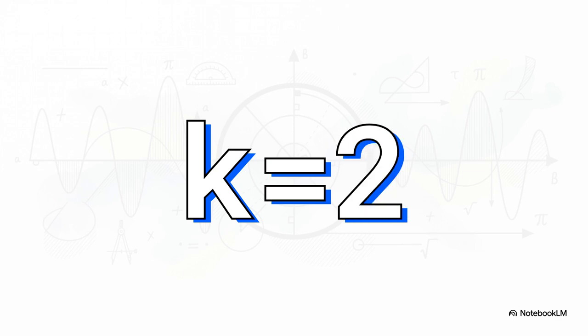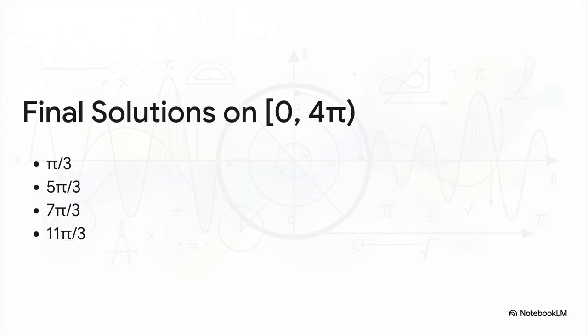All right, how about k equals 2? Let's plug it into our first formula, and we get 13 pi over 3. Now wait a minute, that's bigger than 4 pi. And that's our signal. That's the red light. We stop right there because we know any higher k values are just going to give us even bigger angles that are way outside our interval. And there we go. By just systematically plugging and chugging, we've built our final, complete list of solutions on that interval. 4 answers in total.